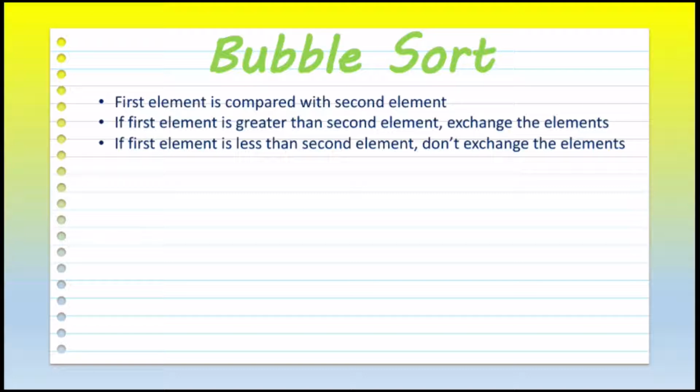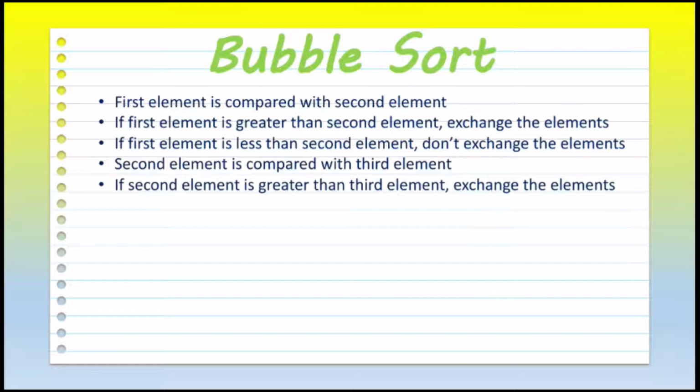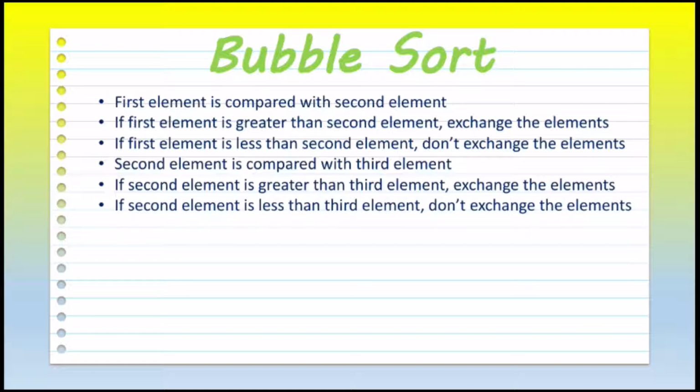After doing that, go for the next adjacent elements, that is the second and third element, and compare these two elements. So the second element is compared with the third element. If the second element is greater than the third element, exchange the elements. And if the second element is less than the third element, then keep those elements as they are.